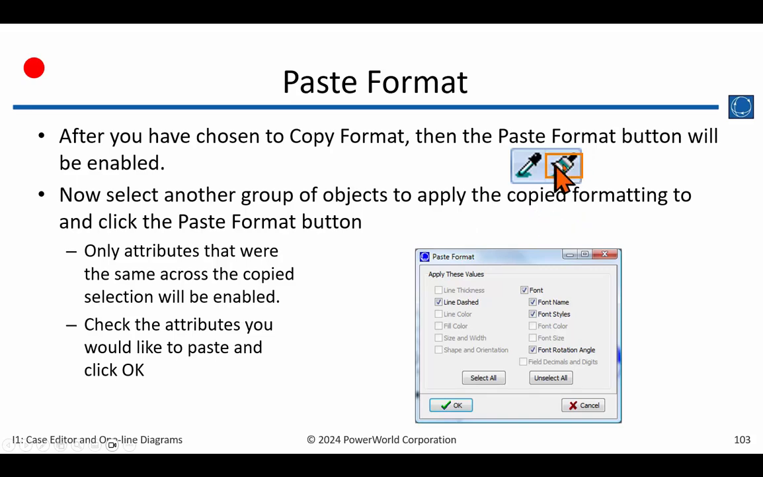And then again, you can select the destination objects and then hit the paintbrush, and then it'll bring up a dialog like this, which is asking you which attributes do you want to copy from the source object. And you can check all of them that are not grayed out if you want, select all or unselect all. And then when you have the selection you want, you can click OK to paste those attributes on.